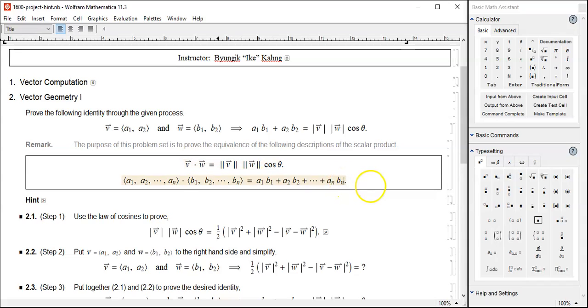Now this one is indeed much higher level because we are dealing with the n-dimensional case. So a1, a2, all the way up to an, scalar product, b1, b2, all the way up to bn. How do you calculate those? Multiply each component together, a1b1, a2b2, a3b3, all the way up to anbn, and then add them all up. So the component expression versus geometry expression. They're equivalent, and we have to prove it.